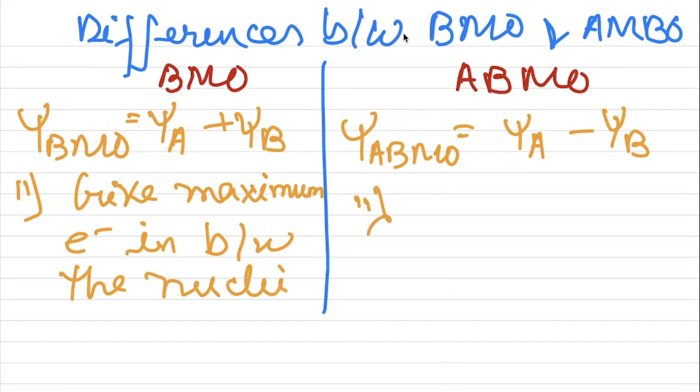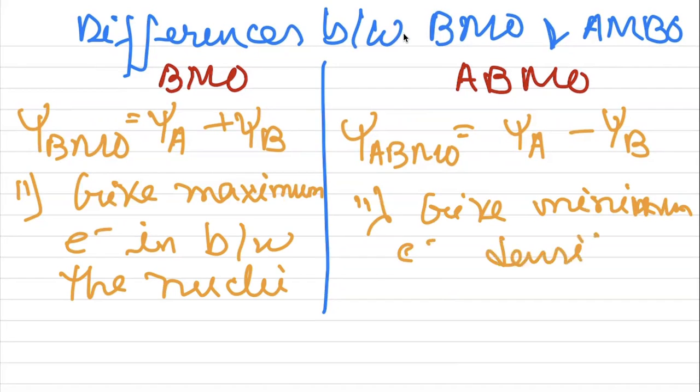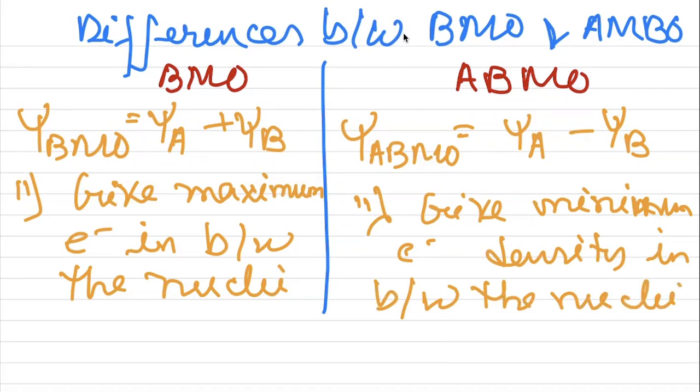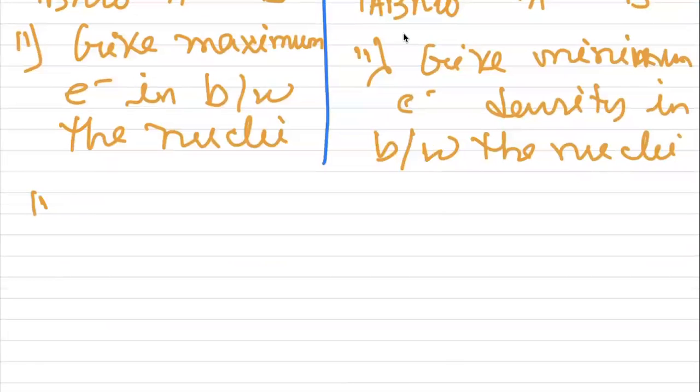Here, anti-bonding MO gives minimum electron density in between the nuclei. Okay. Now, 3. Orbitals of same sign overlap.